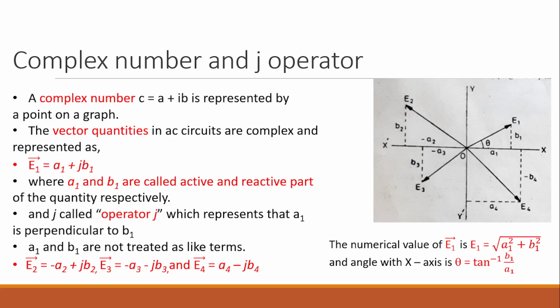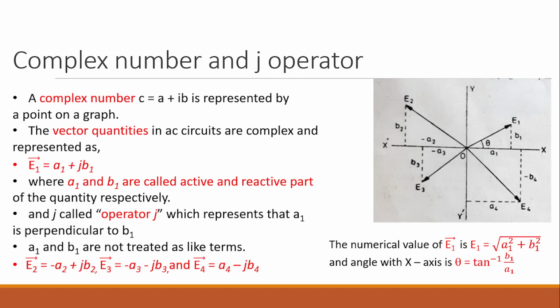It is one and the same as in the case of a complex number. It is the argument, that is tan inverse of b upon a. So here it is the angle made with the x-axis, that is tan inverse of b1 upon a1. So this is about complex numbers and the j operator.